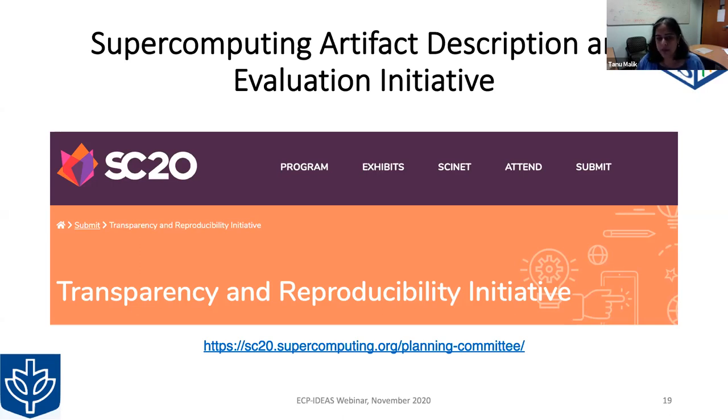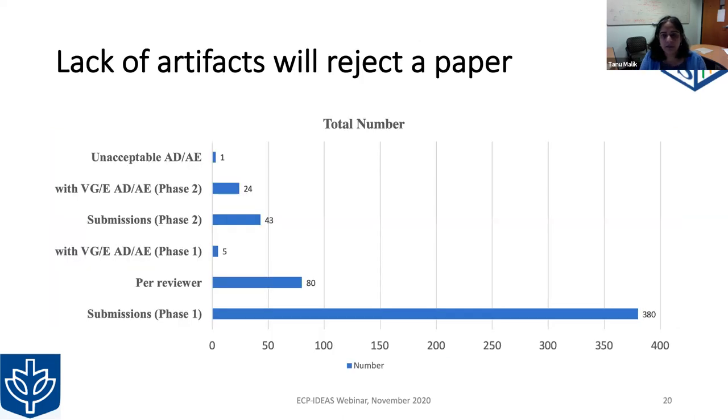Let's see some results in this regard. Supercomputing had, as we can see at the bottom, 380 submissions. And each reviewer, a person like me, got about 80 submissions to review. A lot of submissions to review. Supercomputing had two phases for reviewing. In phase one, 75, as you can see, basically got a rating of good and below. And anything reviewed as good or below was considered unacceptable for submission.